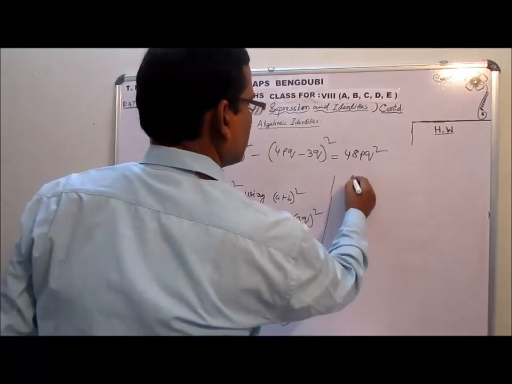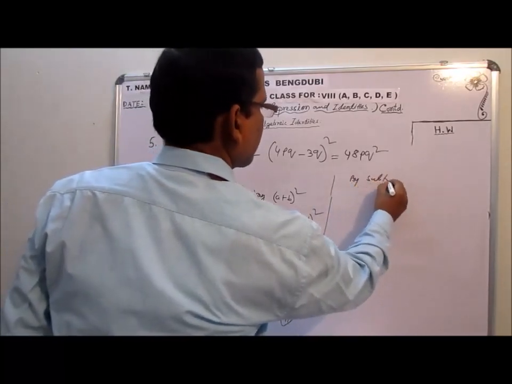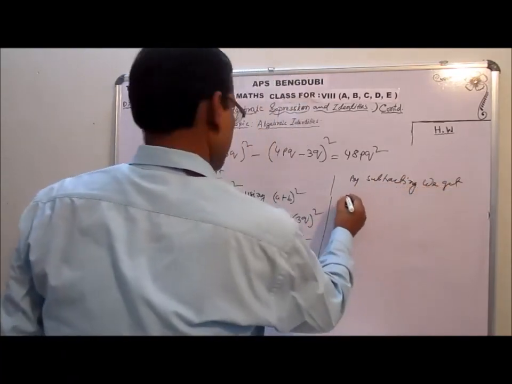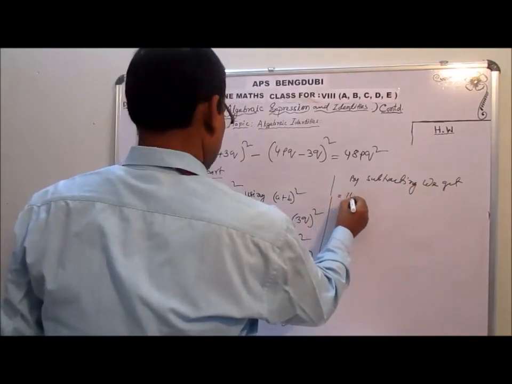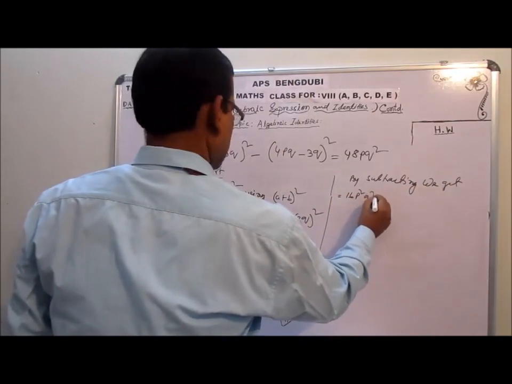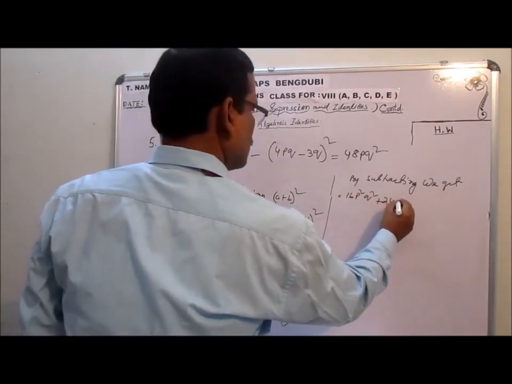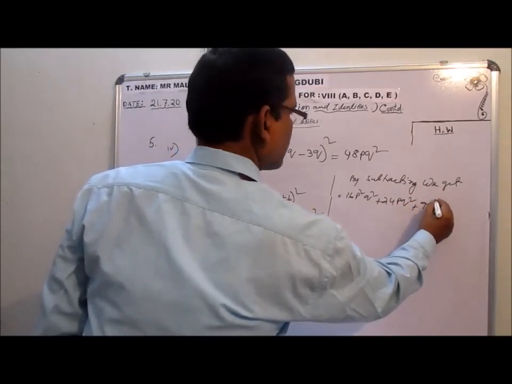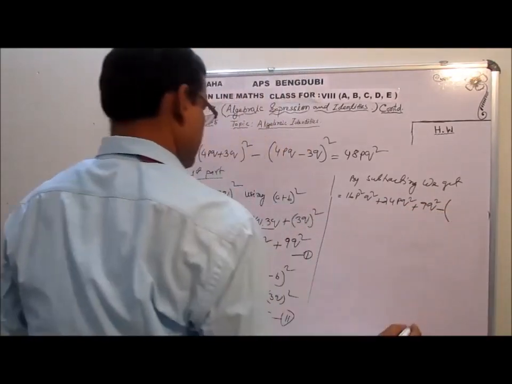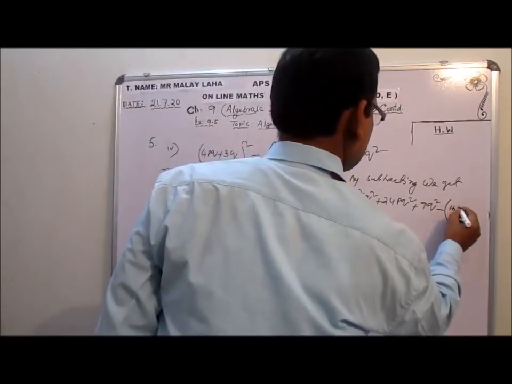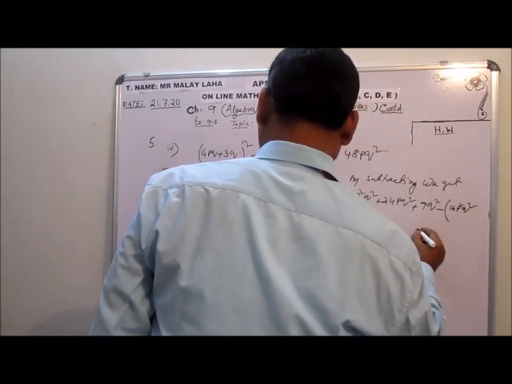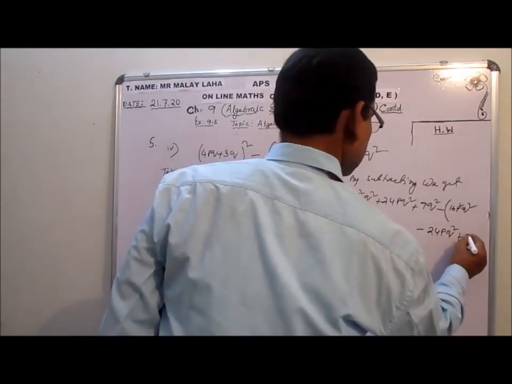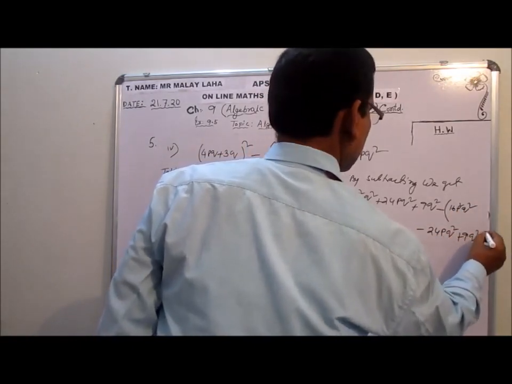You write down, by subtracting, we get, what is this first result? 16 p square q square plus 24 p q square plus 9 q square, minus the second result in bracket: 16 p square q square minus 24 p q square plus 9 q square.